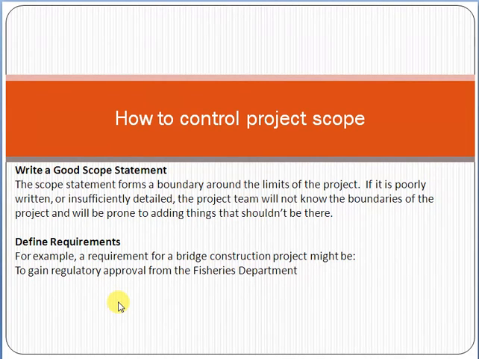Today we'll discuss a topic: how to control project scope. Friend, today's topic is very important and very interesting with respect to project management, and today we'll discuss this topic in detail. So let's start.